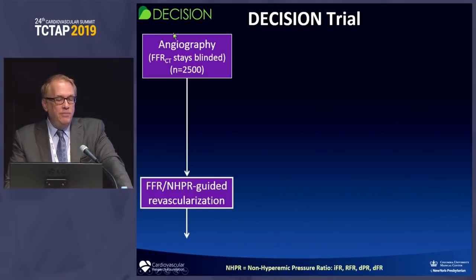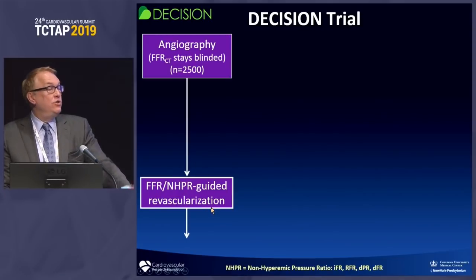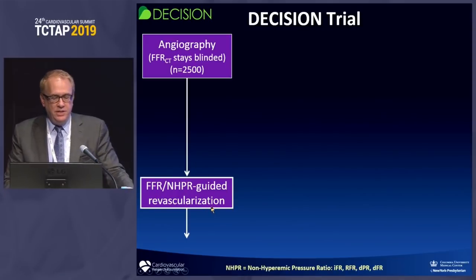Now in the standard arm, they go to the cath lab, and if there is sufficient disease that they need to have revascularization, they'll have FFR or IFR guided revascularization, or they'll go to surgery, whatever is dictated.